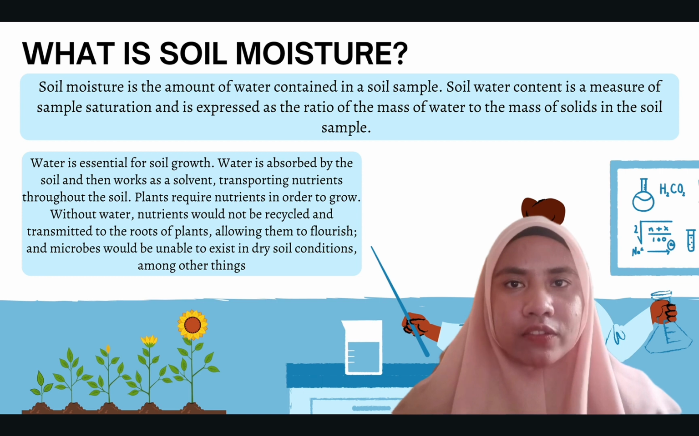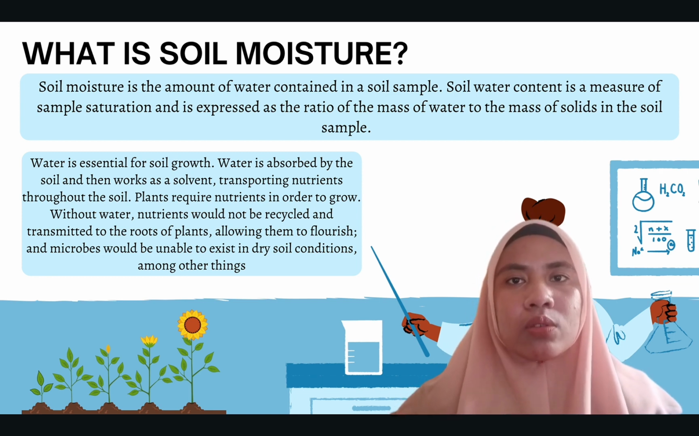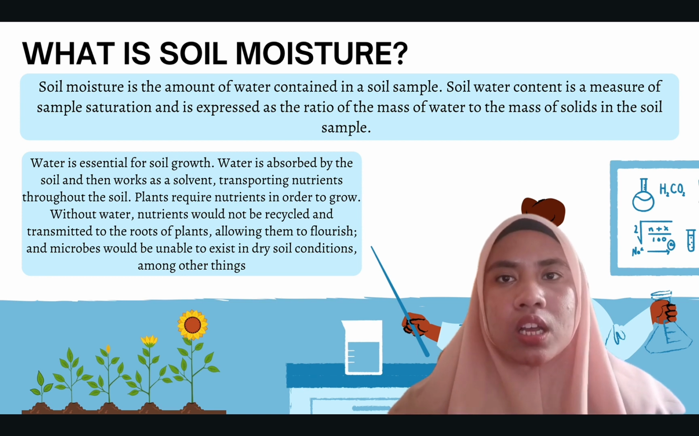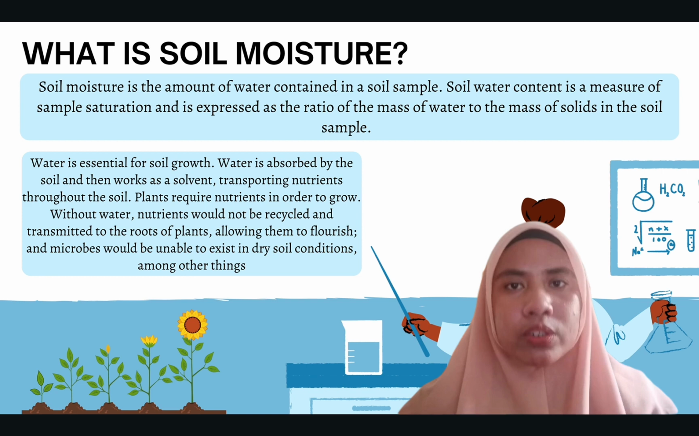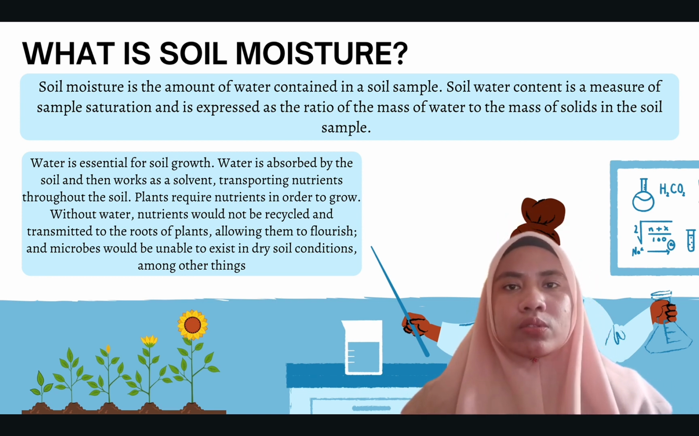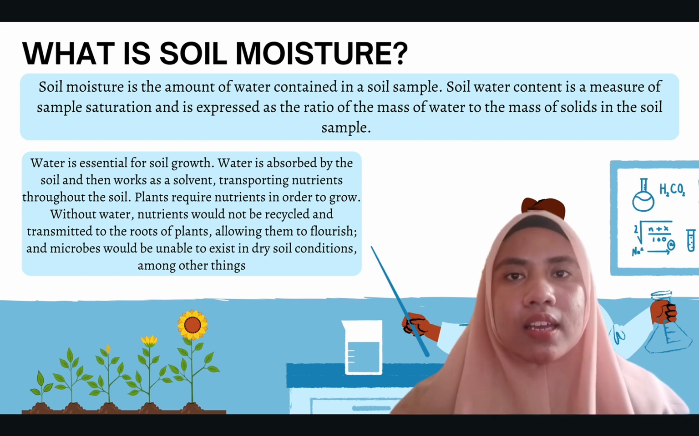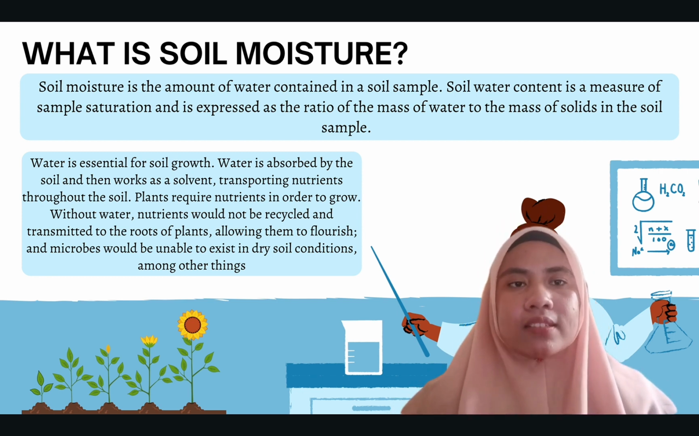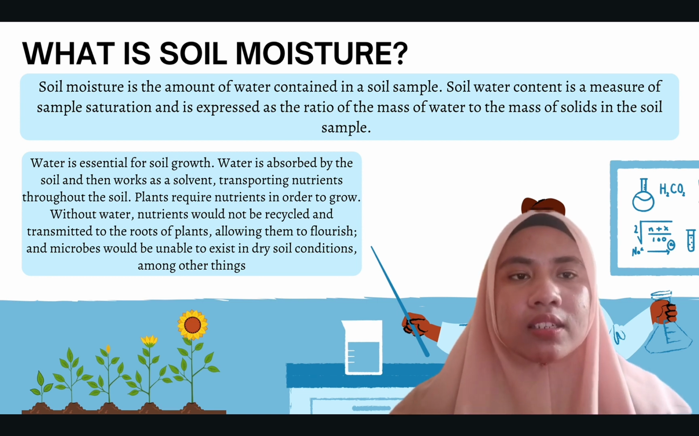Water is essential for soil growth. Water is absorbed by the soil and then works as a solvent, transporting nutrients throughout the soil. Plants require nutrients in order to grow. Without water, nutrients would not be recycled and transmitted to the roots of plants, allowing them to flourish, and microbes would be unable to exist in dry soil conditions, among other things.